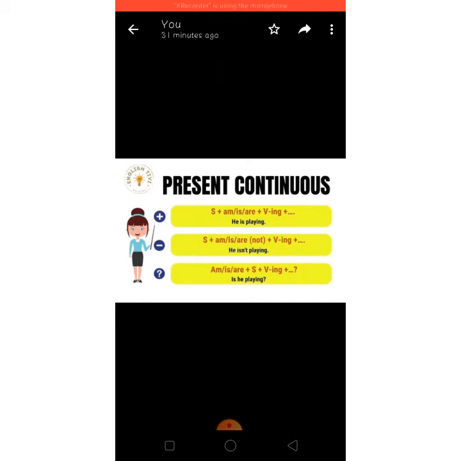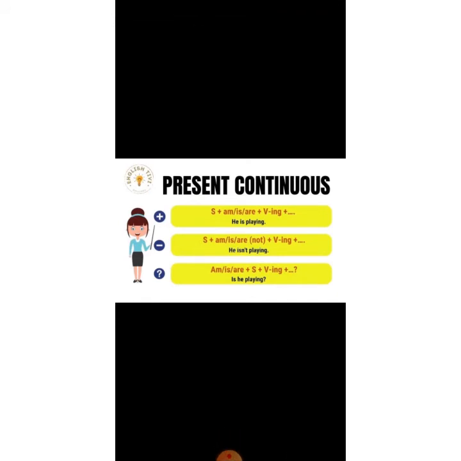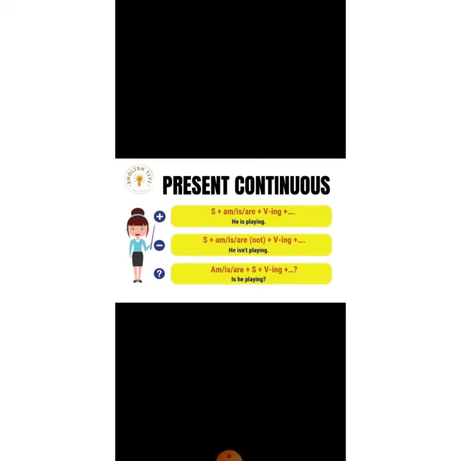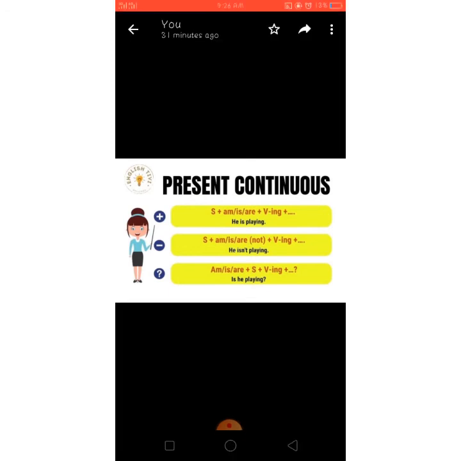Okay, kalau negative sentence pula, he juga kita ambil contoh. For example, we are still using he for the subject. Okay, plus the verb to be am, is, or are. So, in this case, he should use is. Okay, so is not, because this is negative statement. Okay, is not becomes isn't. And the verb is still the same, which is playing. Okay, verb plus ing. So, he isn't playing for negative sentence.